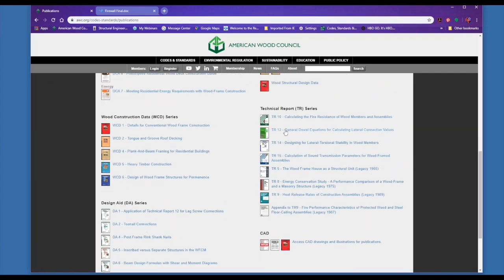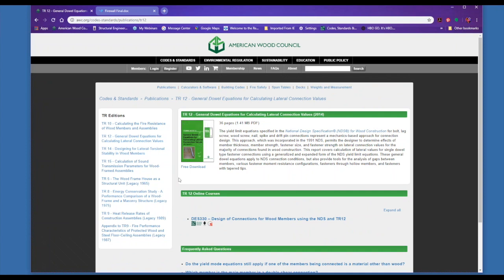So the one nice thing about TR12 is if you have members that are not in direct contact, you can use the provisions in TR12 to accommodate for that gap. In the NDS equations, one of the assumptions is that the members are touching each other, that they're in direct contact. So if you don't have members in direct contact, or if you have something in between them, like a piece of foam or something that's a very low capacity, that gives you an alternative option for calculating capacity of a connection.